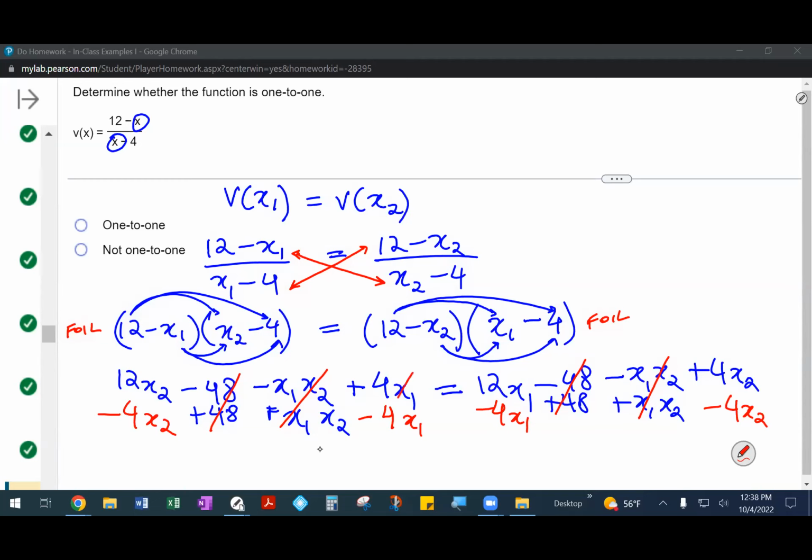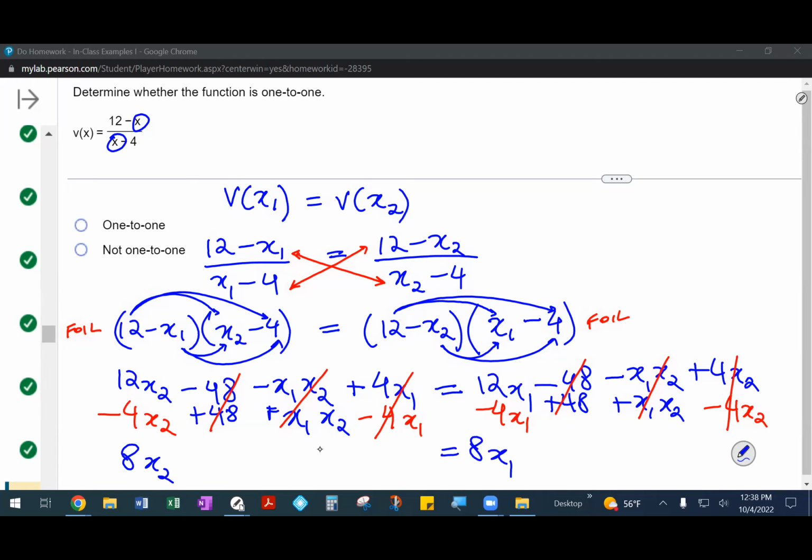So that means this guy cancels out here. This guy cancels out here, and you are left with 12 minus 4. 8x2 on the left. 12 minus 4. 8x1 on the right.